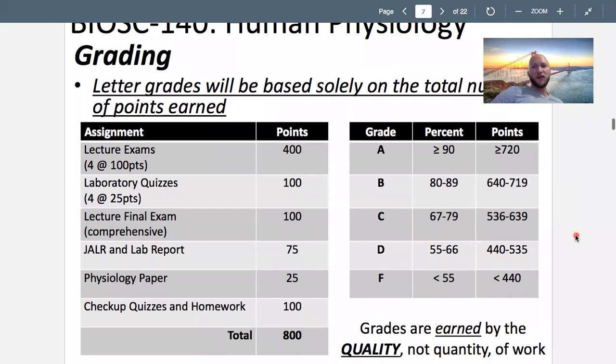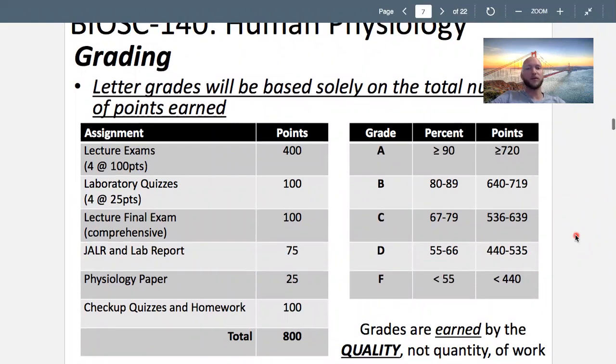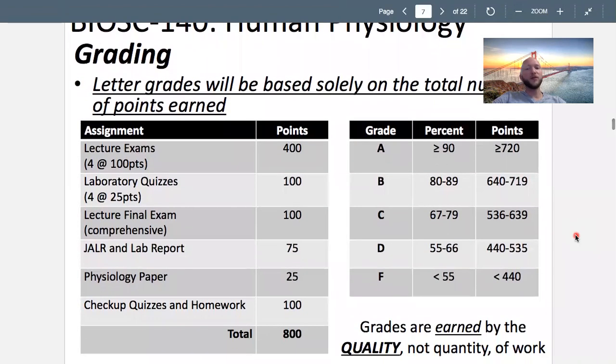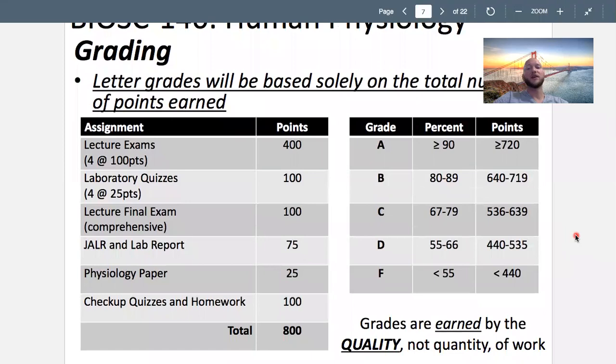So in this class, right here, this is what you need. There's 800 total points, 800 possible points. Letter grade will be based solely on the total number of points earned. You need to get 90% or 720 to get the A. If you get 720 points, you will get an A. If you earn 640 points to 719 points, you will get a B. If you get 536 to 639 points, you will get a C, and so on.